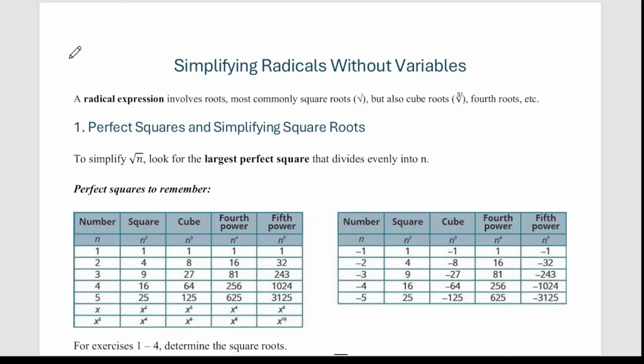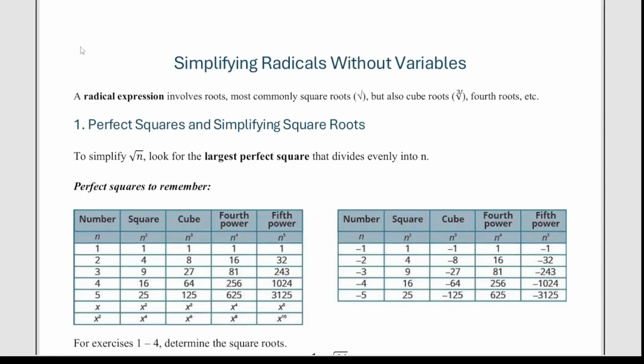Today we're going to be talking about simplifying radicals without variables, and then in the next video we'll be talking about simplifying radicals with variables. And what do we mean by a radical? A radical, the most common kind, is a square root, but it can also include cube roots, fourth roots, fifth roots, whatever sort of roots you want.